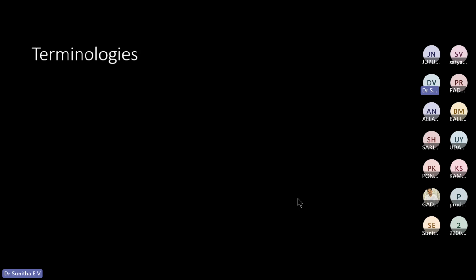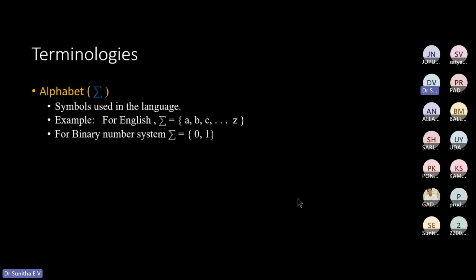Then we have to see some terminologies before going into automata theory. The first terminology is alphabet. It is represented with sigma. Alphabet is nothing but the symbols used in the language. For example, in English we write sentences and paragraphs, and if we check the symbols, they are A, B, C, D, etc. up to Z. Basically, alphabet is the set of symbols that we use in the language, whether it is English, Telugu, or the binary number system. It is simply the set of symbols that we use to write the language.